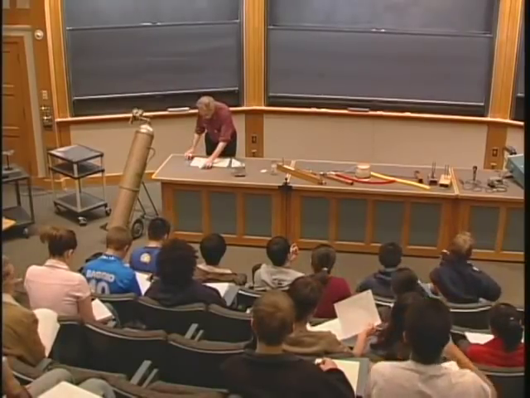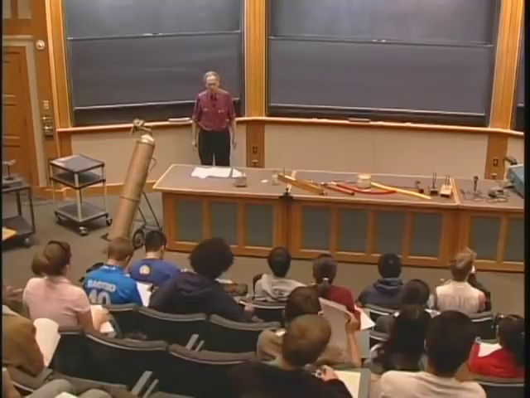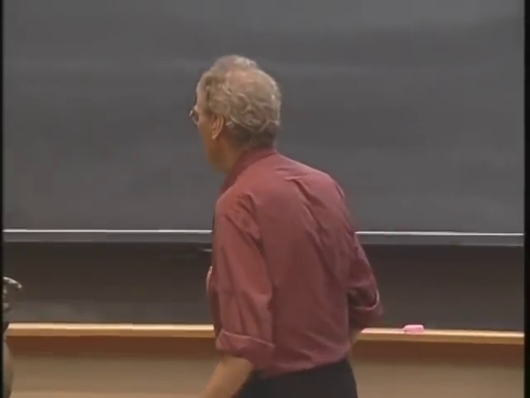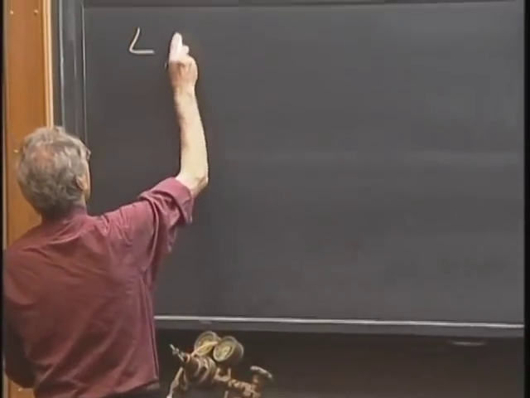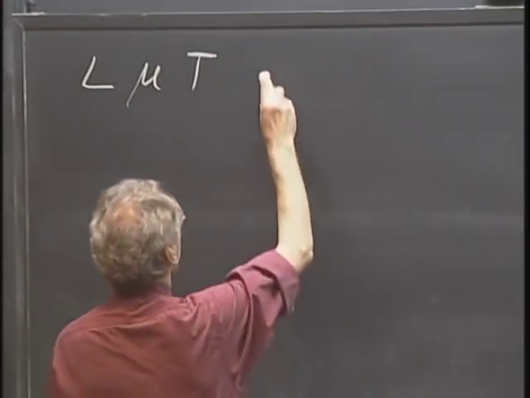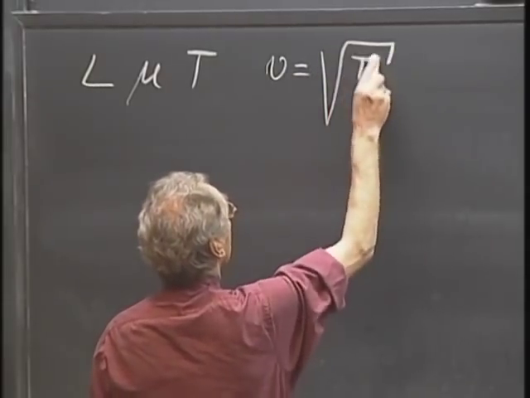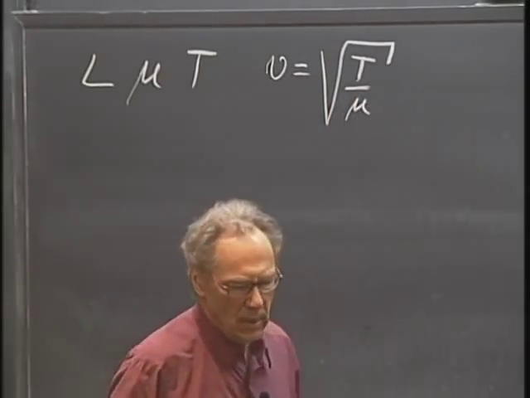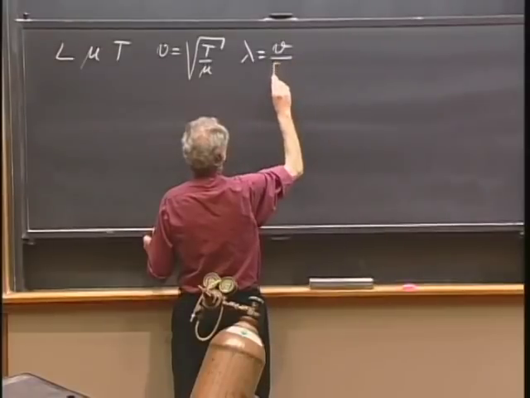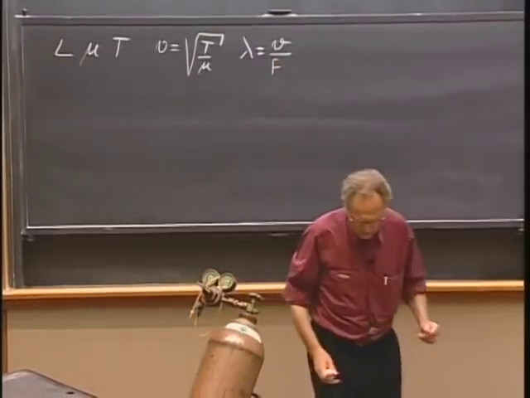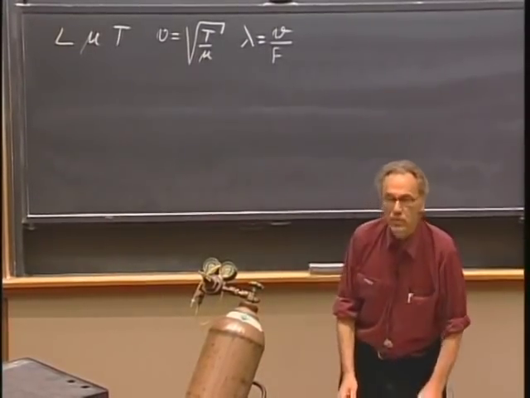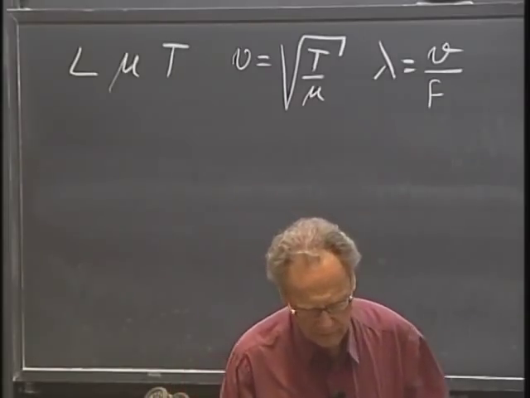I will summarize what we have learned about the normal modes of a string fixed at both ends, which is very relevant today for musical instruments. Suppose I have a string with length L, mass per unit length mu, and tension T. Then I know that the speed of propagation is the square root of T divided by mu, and the wavelength is always the speed of propagation divided by the frequency, or the speed of propagation times the period of one oscillation. But I avoid capital T's for period, so I will just write it down as frequency.